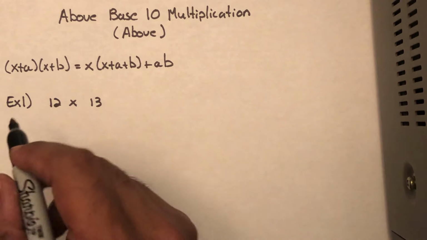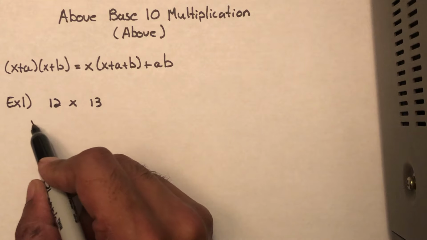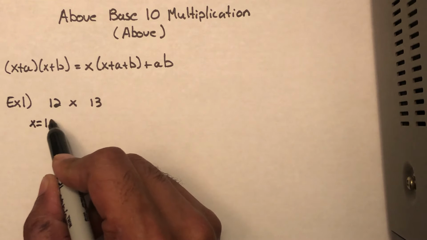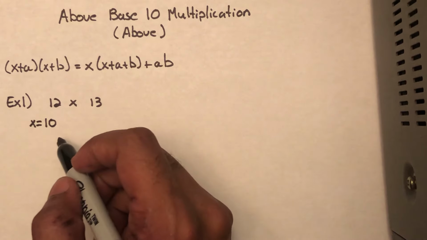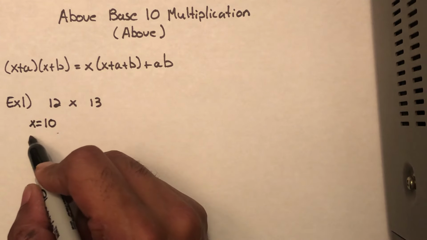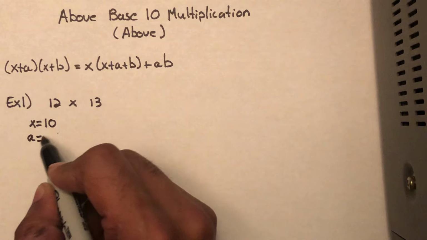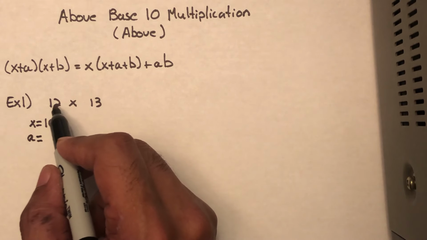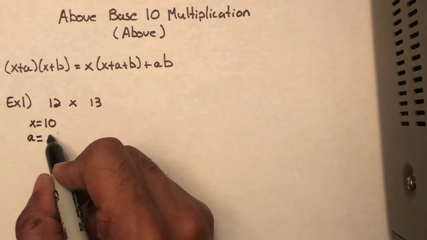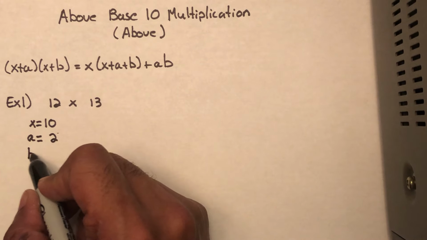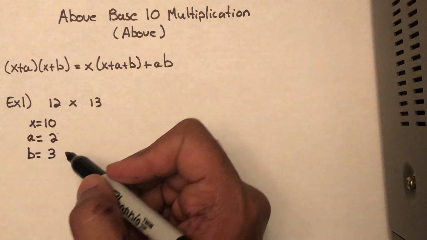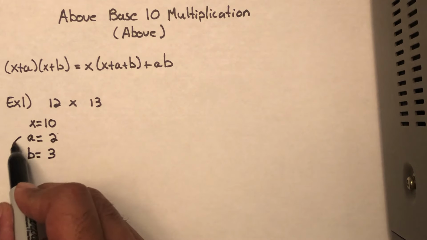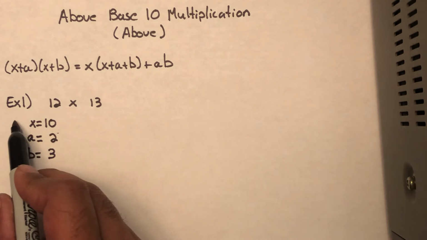So let's use that over here. X represents the base, which we're going to say is 10. As you can see, 12 and 13 are pretty close to 10. A is going to represent our first excess, and that means how much more 12 is than 10. It's 2 units more, so I'm going to put a 2 here. And 13 is 3 units more than 10. So these are the excesses, and this is the base.